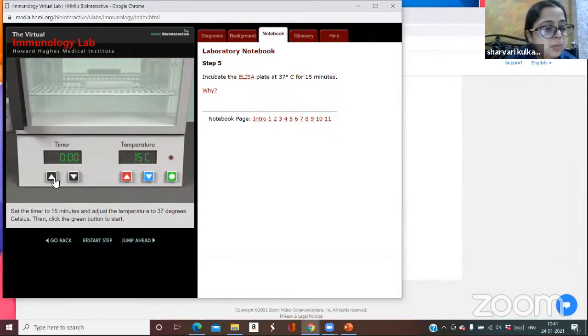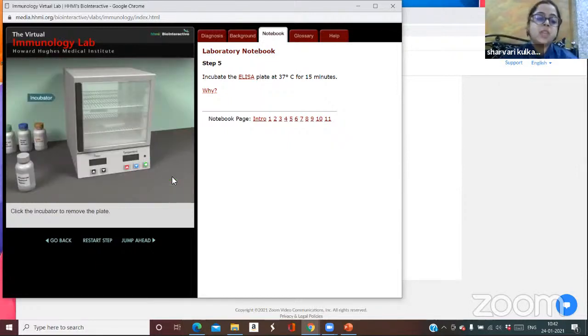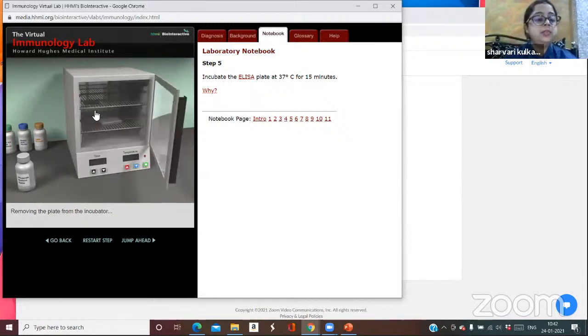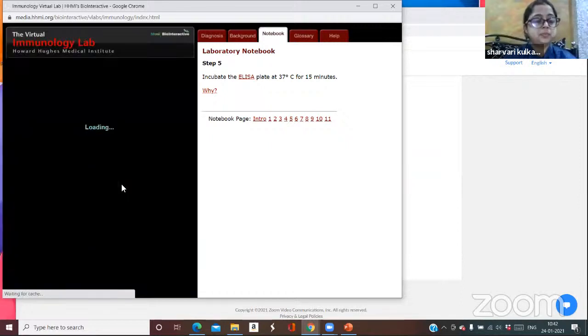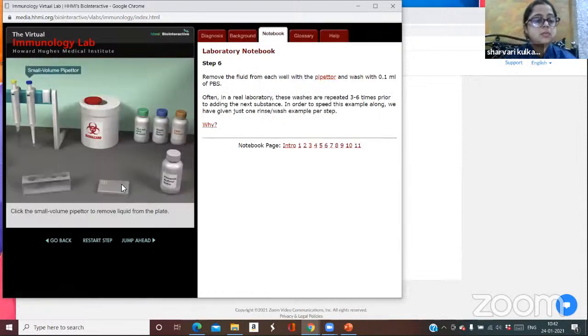Now we will set the time for 15 minutes and we'll adjust the temperature to 37. 37, and then click on the green button to start. We are done. Then we are going to click incubator. We'll remove our plate. Click on the plate. We will now remove the liquid from the plate, right?